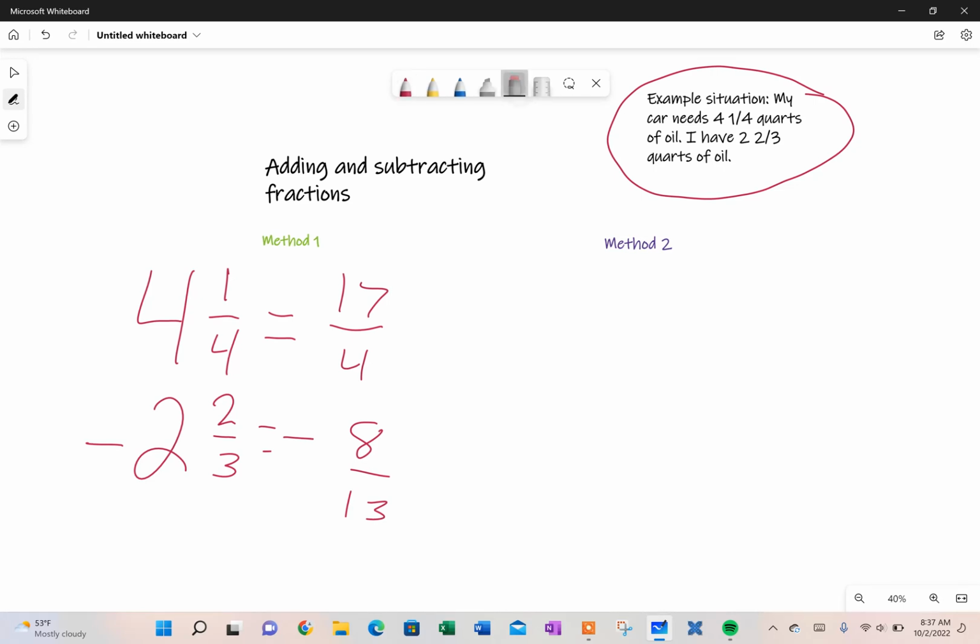I'm going to need a common denominator, so I recognize that my common denominator will be 12. So I'm going to multiply this by 3 over 3, and I'm going to multiply this by 4 over 4. When I do that, 17 times 3 is 51 over 4, and this is going to be 32 over 4. And I'm still subtracting. So now 51 over 4 minus 32 over 4 would be, what is that, 19 over 4?